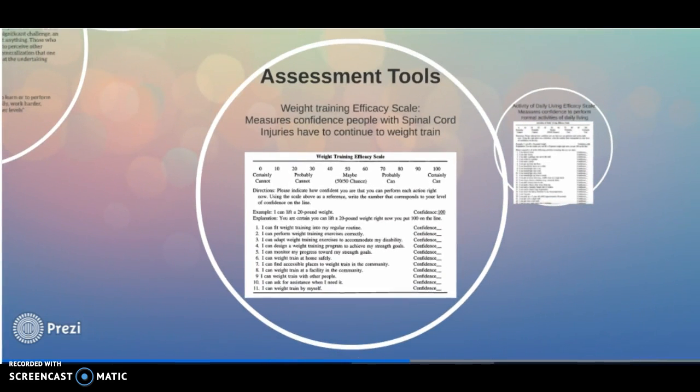So some assessment tools. These two assessments actually come from the reading that we have for this week. This first one we chose because it was specific to a certain disability and we wanted to show you that perspective. So this is the weight training efficacy scale, and it measures the confidence that people with spinal cord injuries have to continue to weight train. So the directions are really simple. It tells you exactly what it's measuring, and you answer the questions based on a 0 to 100 scale, depending on how the answers are related to you. So if you feel like that's definitely you, it's 100. If it's not you, it's a 0.